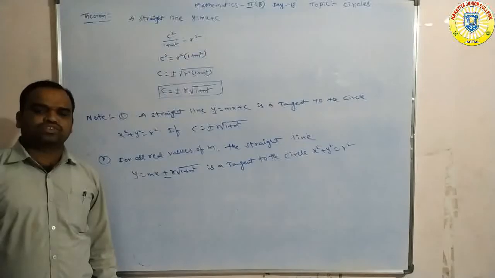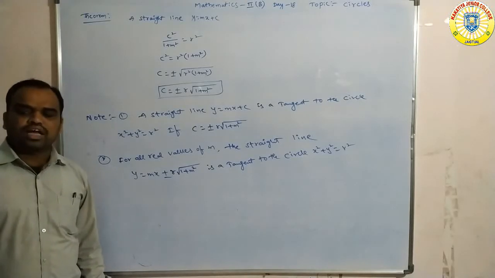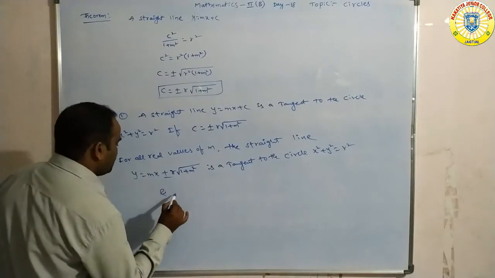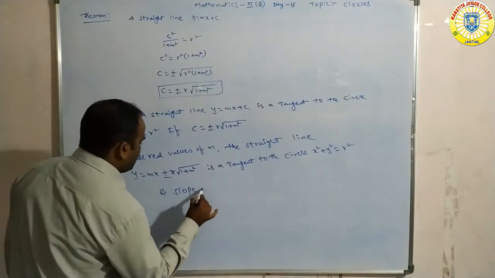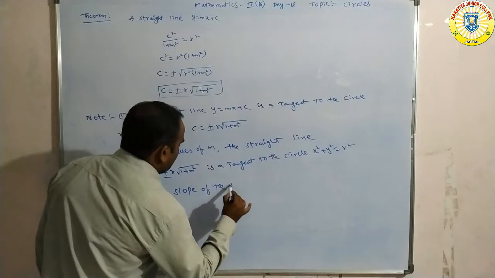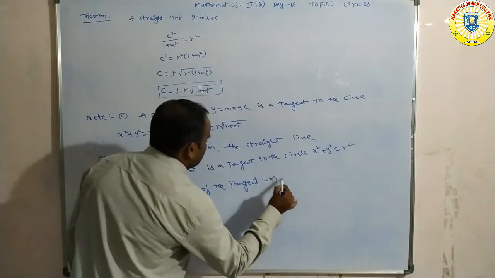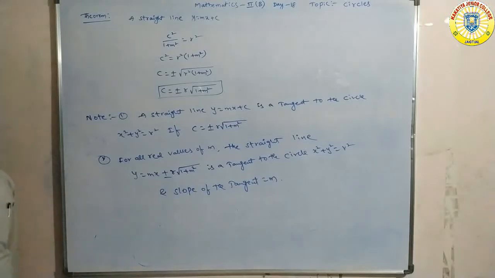x square plus y square is equal to r square, and the slope of the tangent is m. Okay? The slope of the tangent is equal to m.